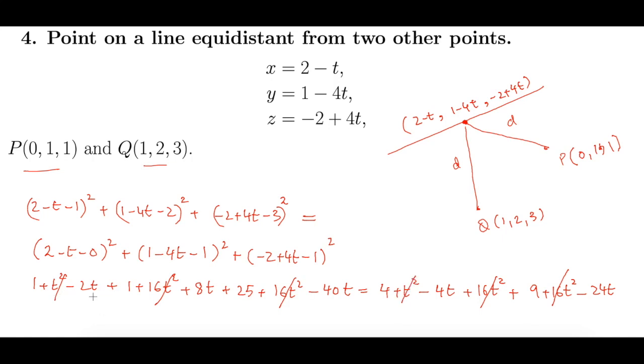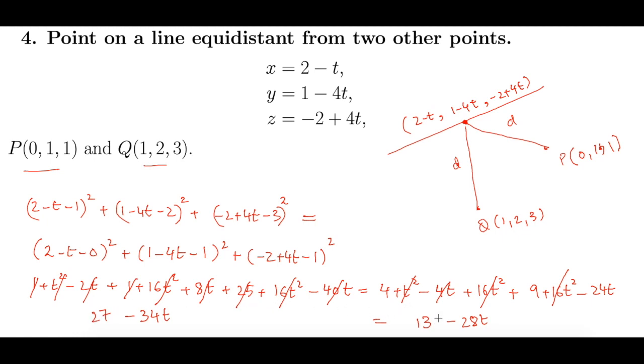Now how many t's do we have? Minus 2 plus 8, so plus 6, minus 40t is minus 34t. And how many t's here do we have? We have minus 4 and minus 24. This is minus 28t. Now the constant term: this is taken care of. So 1 plus 1 plus 25 is 27. This is now done. And then we have 4, and this is also taken care of. So 4 plus 9 is equal to 13. Okay, so now what do we get? We have 27 and 13 here.